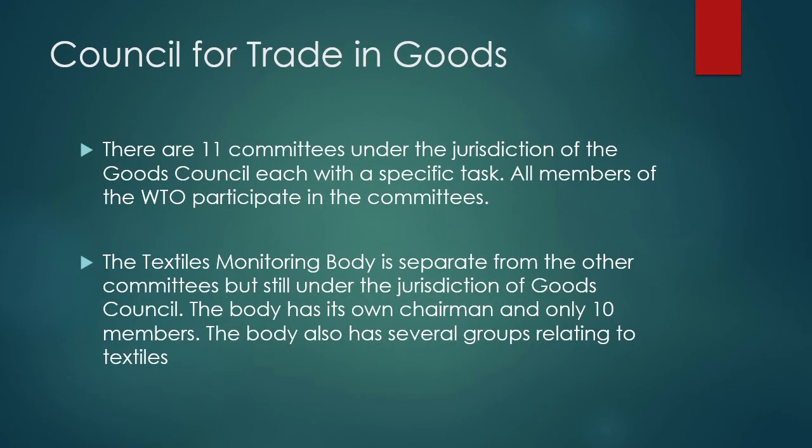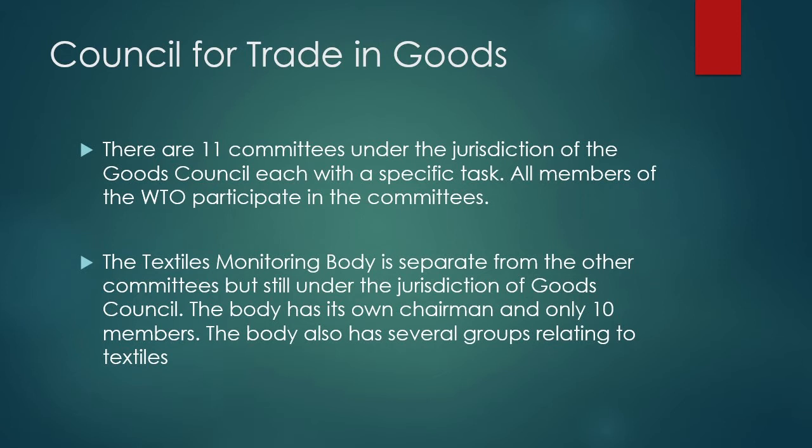The Council for Trade in Goods. There are 11 committees under the jurisdiction of the Goods Council, each with a specific task. All members of the WTO participate in the committees. The Textiles Monitoring Body is separate from the other committees, but still under the jurisdiction of the Goods Council.